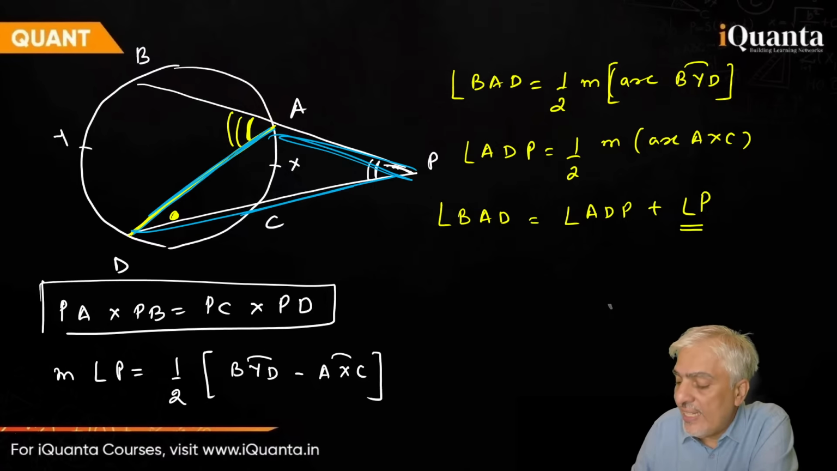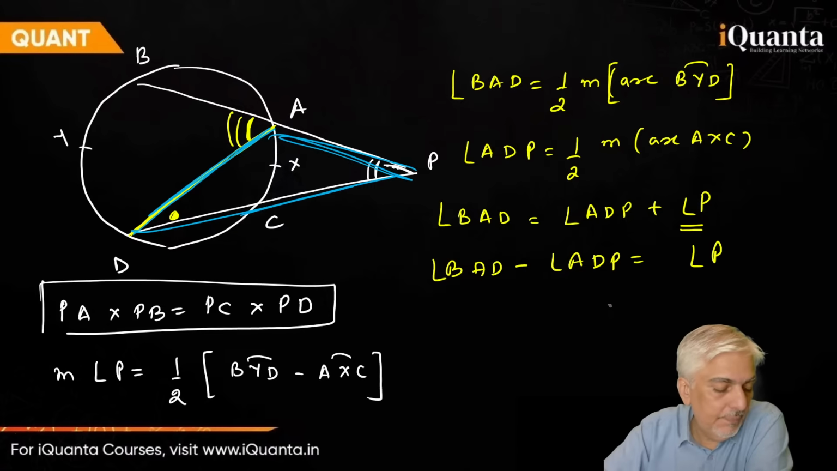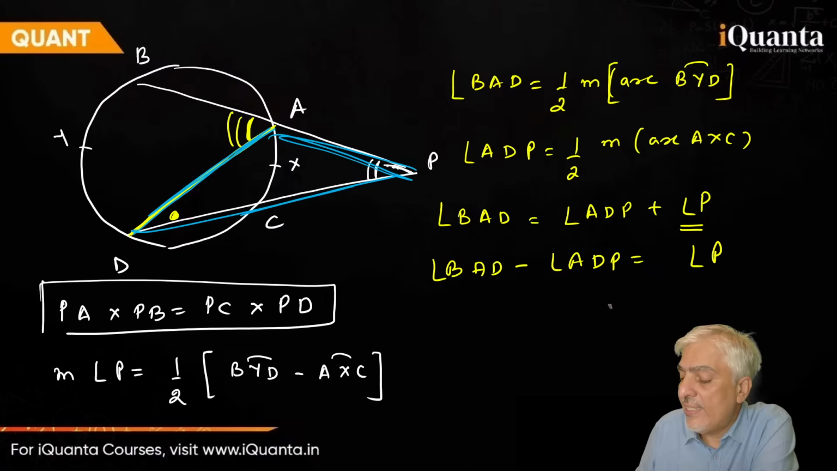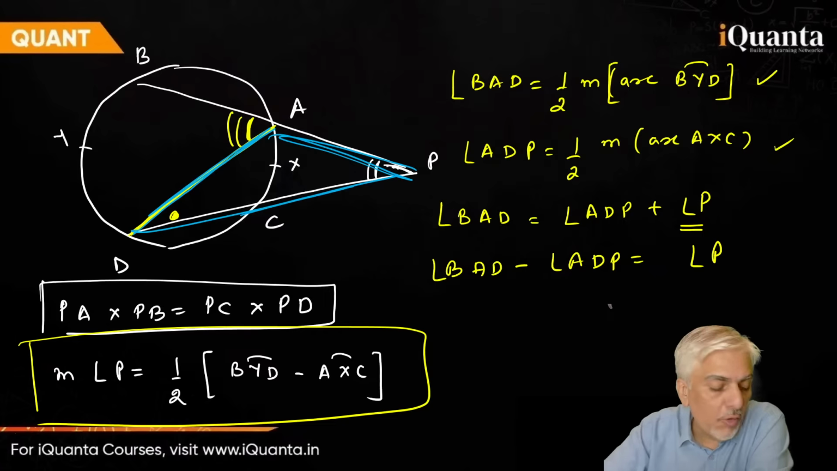Now, this is the angle we were trying to prove. So BAD minus ADP becomes angle P. Everybody clear till here? And then BAD minus ADP will become how much? These two arcs only, and the property is proved. Everybody clear with the proof of the property?